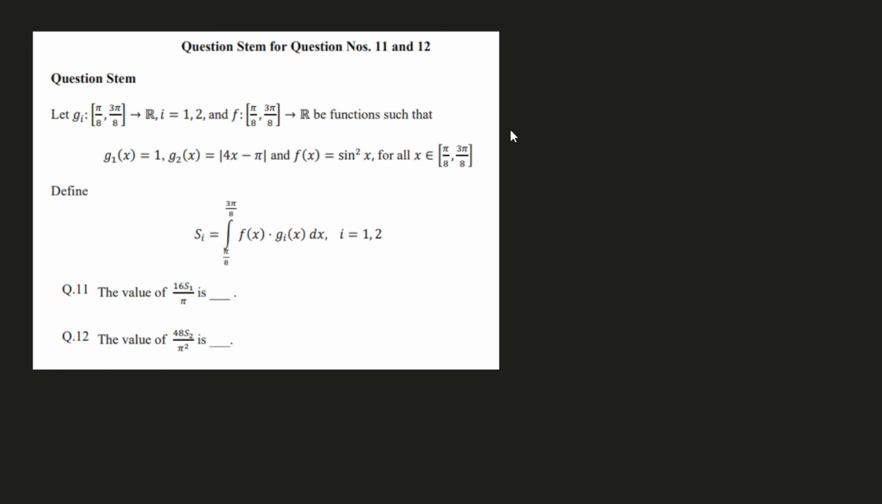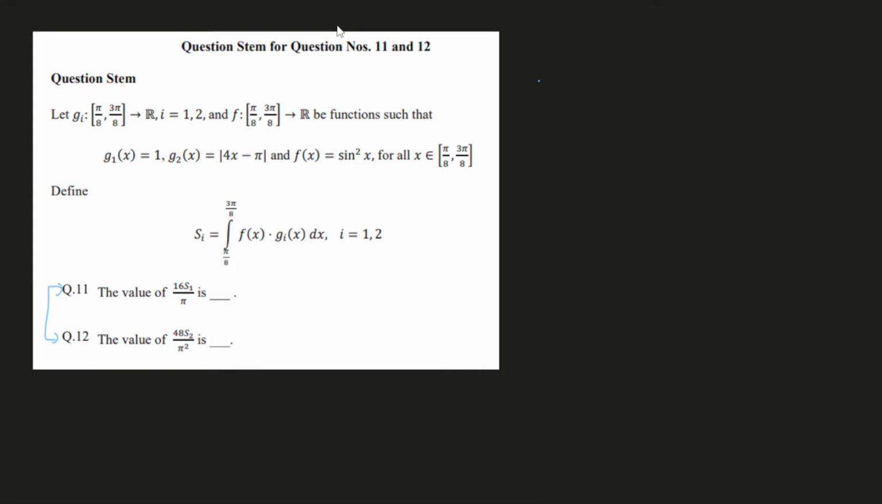So here's a question from the JEE Advanced Math Paper 2, 2021. The question has a question stem, and we are asked to evaluate two different integrals. So let us read the question first.